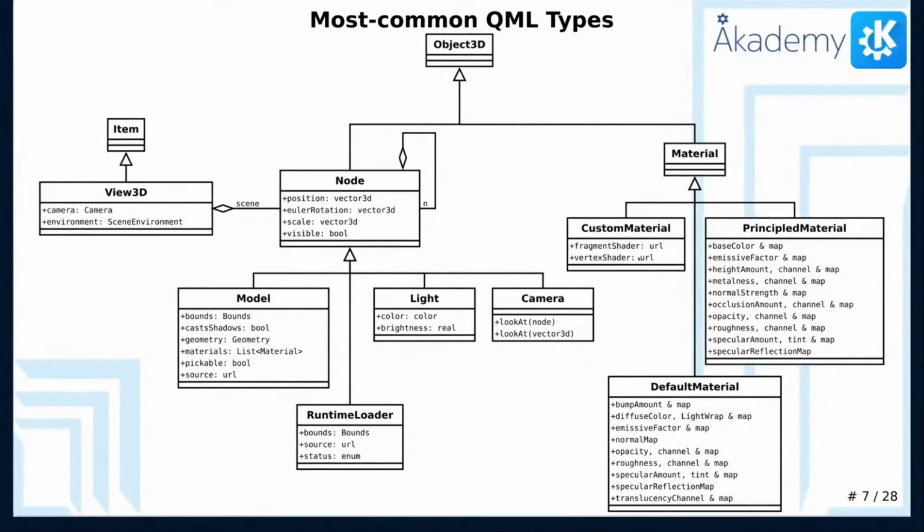So you've got a 3D scene and you want to show it. Then you need View 3D. That's a 2D viewport into the 3D scene. It allows you to specify the camera. Skybox typically would be an environment that you would use, and that is an item, so you actually use this to embed it into an ordinary 2D Qt Quick scene.